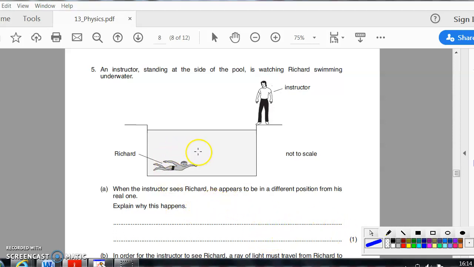So, we have to look at the medium. The boy is in the water, the man is on the side. So, he's looking through air and into the water. Remember that we are looking at light traveling through 2 different mediums. So, the light will refract, not reflect, will refract when it comes out of the water.